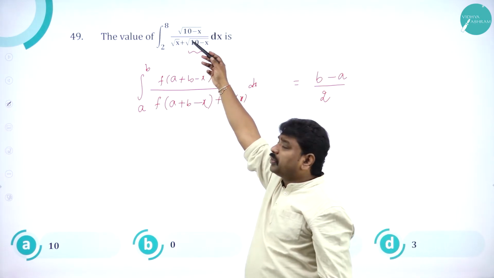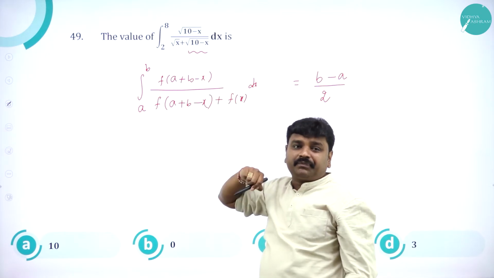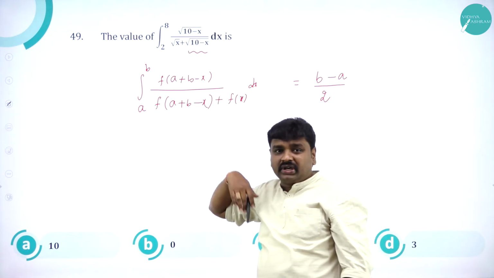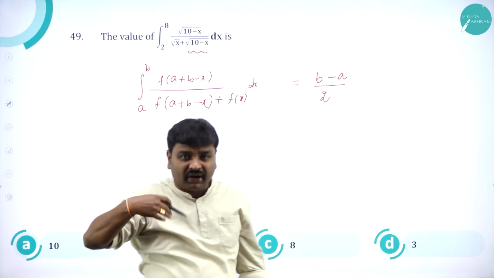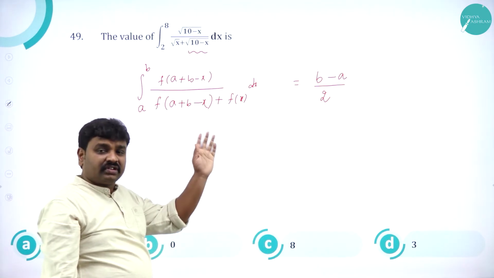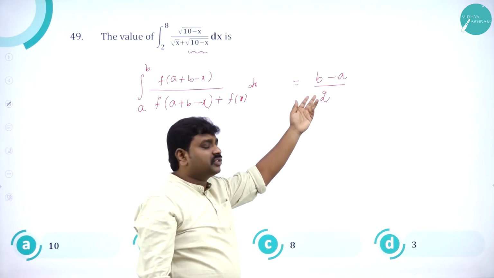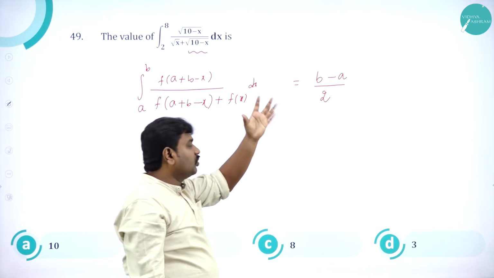Because you can use the property. If I use the property and split it, I'll get 2I is equal to the integral of 1, since when you add, I'll get 1. After that, further integration of 1 is x, then transfer 2 to that side. The integration of 1 becomes x, from a to b, giving b minus a. So don't do all those things.